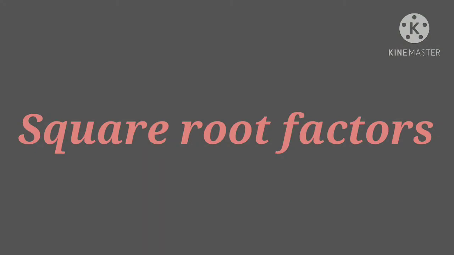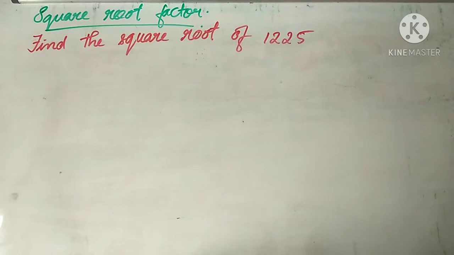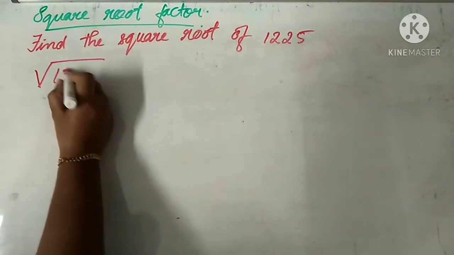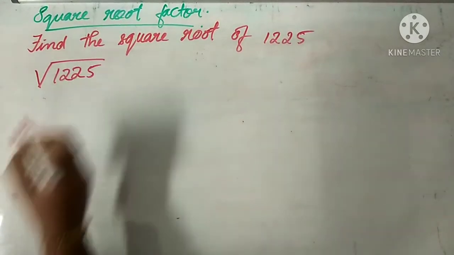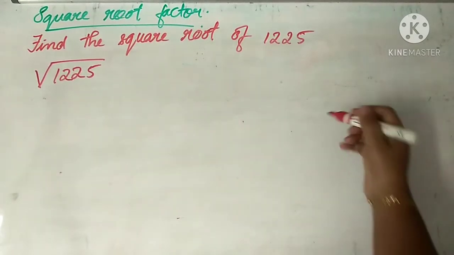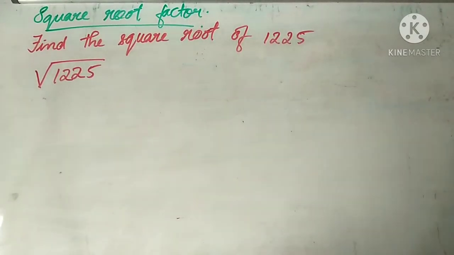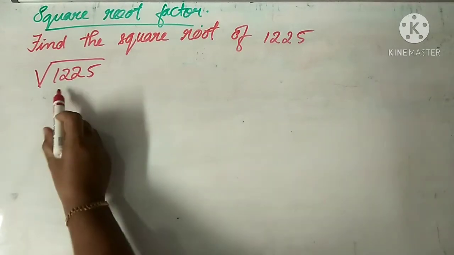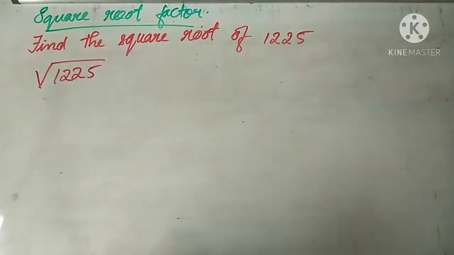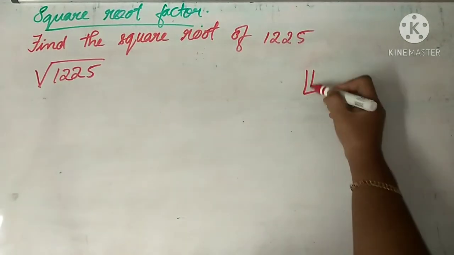Here we will see how to find the square root of a bigger number using the factorization method. Now, let's see how to find the square root of 1225. That means we have to find the square root of 1225. For that, what you have to do is find the prime factors of 1225. How will you find them? Use the factor method. Now, let's factorize and see.